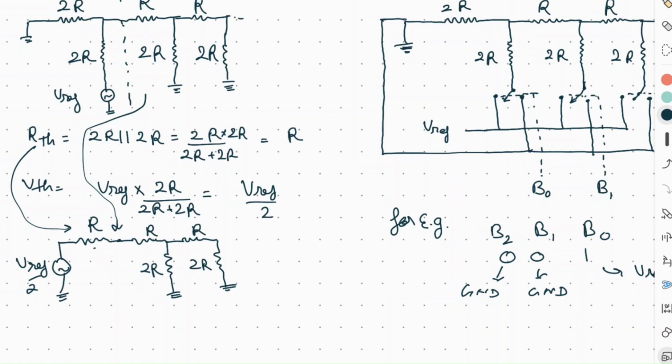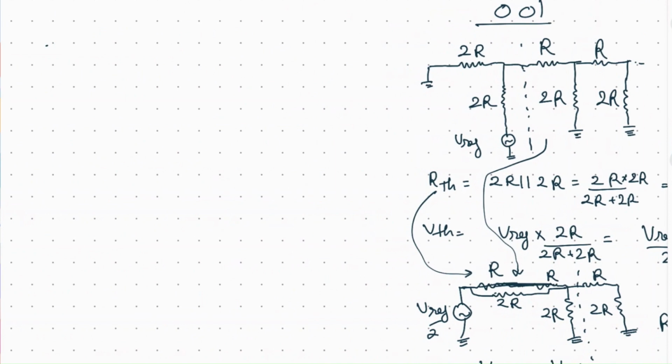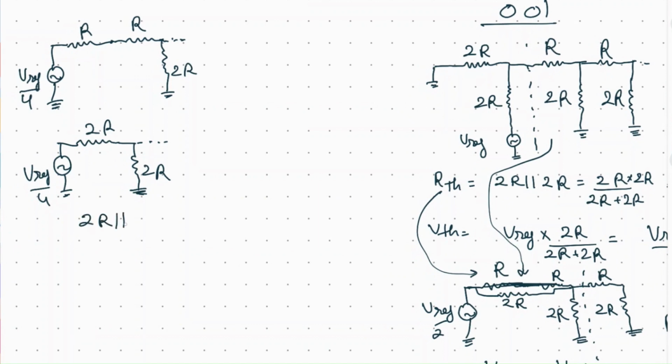The equivalent resistance will again be 2R in parallel with 2R, so it will be R, and VTH will be V reference by 2 multiplied by 2R upon 4R, so the voltage will be V reference by 4. The equivalent circuit will be V reference by 4 and 2R, and then again 2R. So again the equivalent resistance will be 2R in parallel with 2R, which is R, and VTH will be V reference by 4 multiplied by 2R upon 4R, which will be V reference by 8.